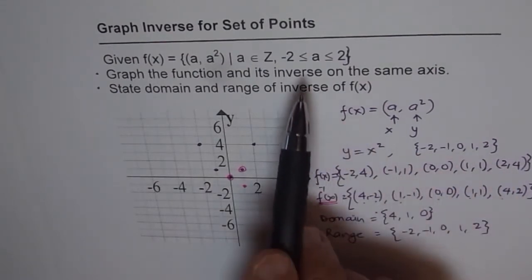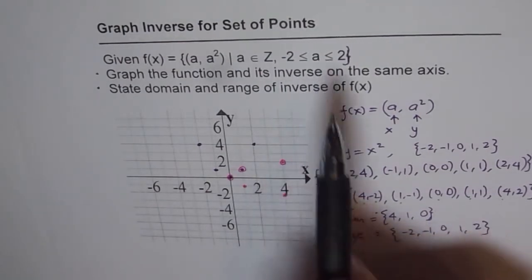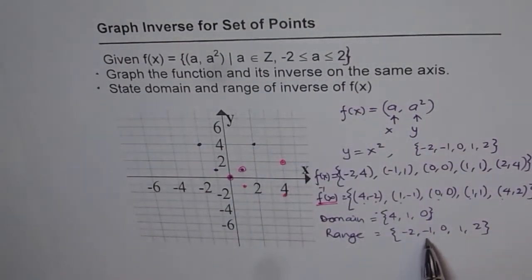The domain given to us was between minus 2 and 2, including both. In the inverse, it flips. It becomes the range. Do you see that? And that is the solution of this problem. Have a good look at it. Try to understand what we did.